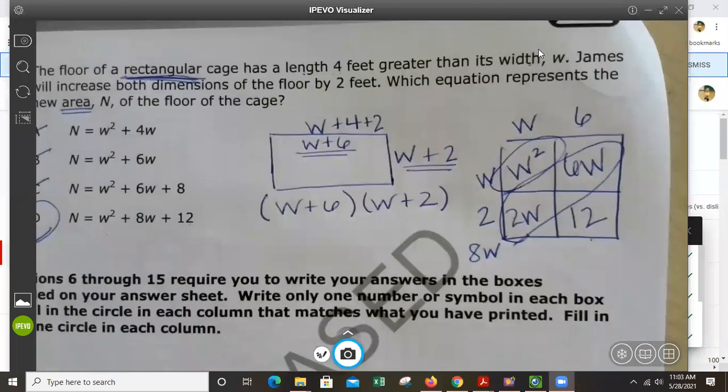We're going to skip 6 and go to number 7. I promise I'm not going to teach much longer. I know y'all are tired of listening to me. Okay, we're going to skip number 6 and we're going to go to number 7.